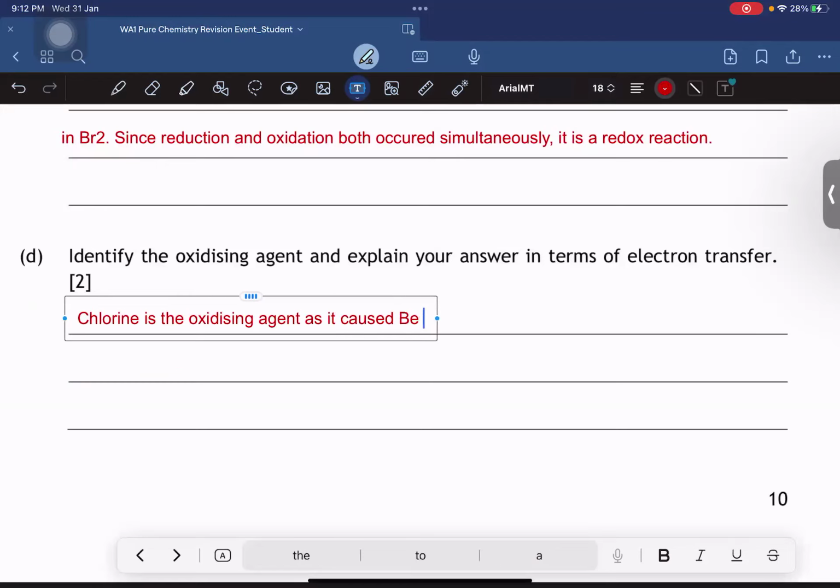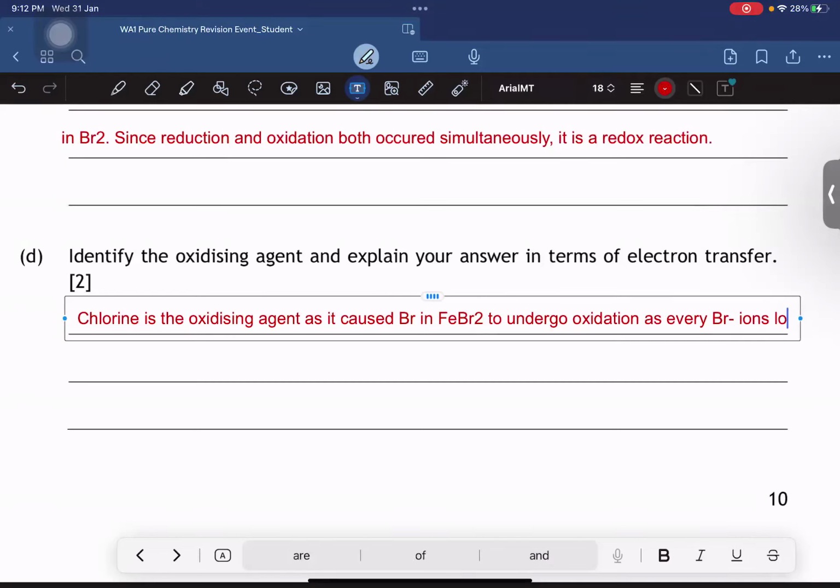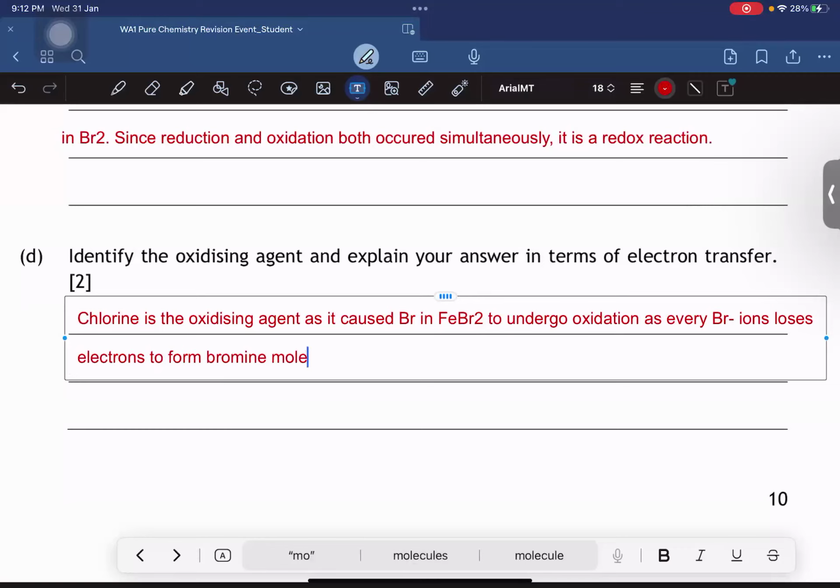As it caused Br in FeBr2 to undergo oxidation, as every Br minus ion loses electrons to form bromine molecule. Okay, done.